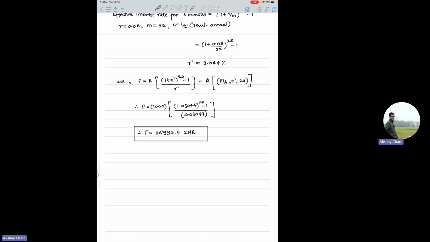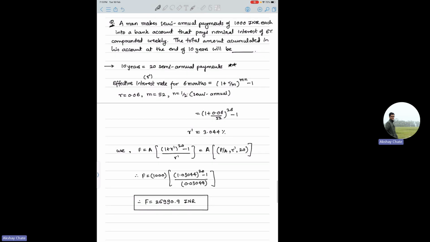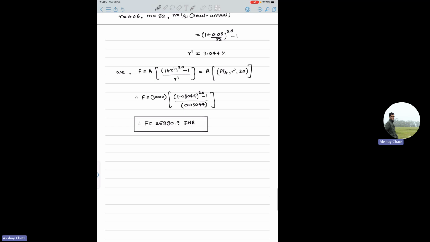Does it make any sense? He is doing 1,000 per 6 months, so in a year he is approximately doing 2,000. In 10 years, it will be approximately 20,000. So your final answer should be greater than 20,000. That is the first sanity check, and it makes sense, because this interest rate is 6% compounded, so on a 6-month basis it is 3%. I think that should be fine. So like this, you have to solve such problems.